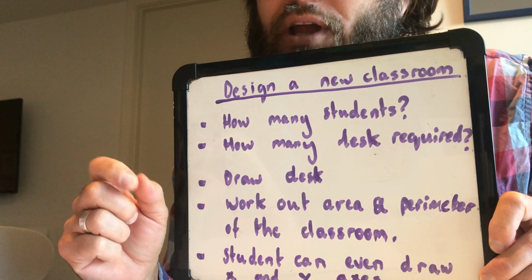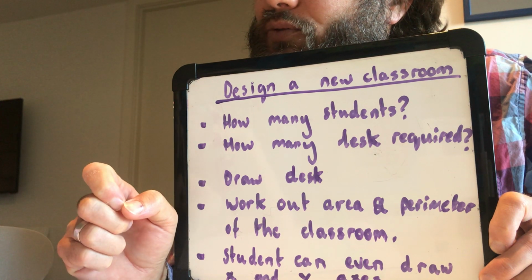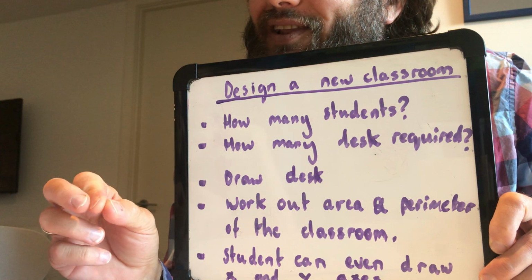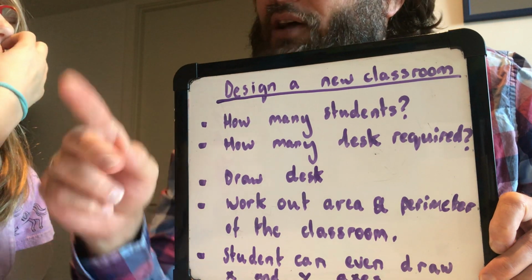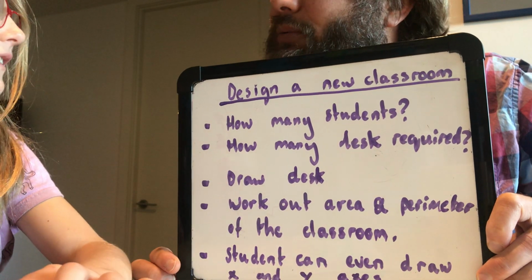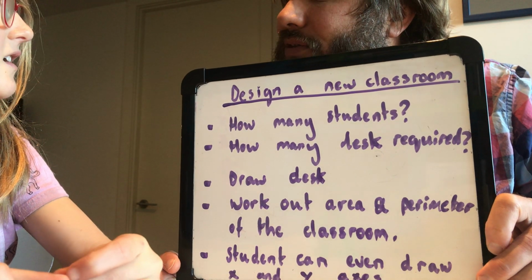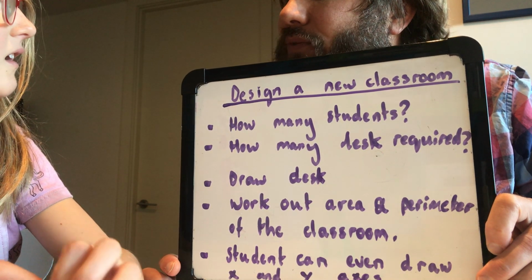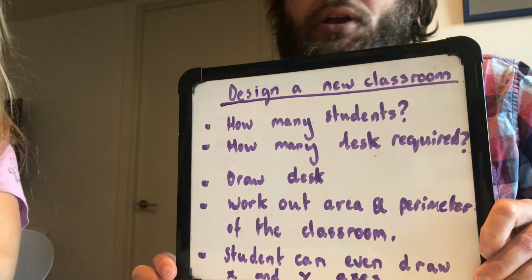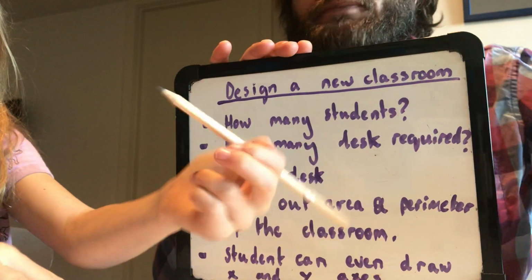So how do we work out the area of something? Can you not remember how to work out area? Length times width is how you work out the area. So you might want to write that down. Length times width. Use your pen, grey lead. Length times width to work out area.